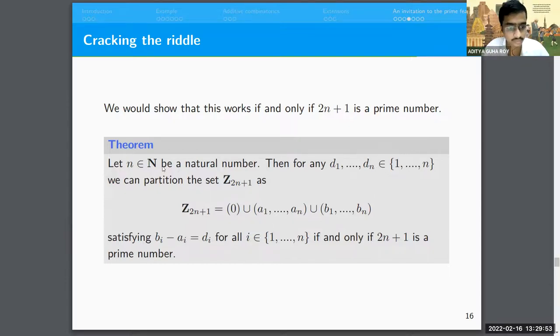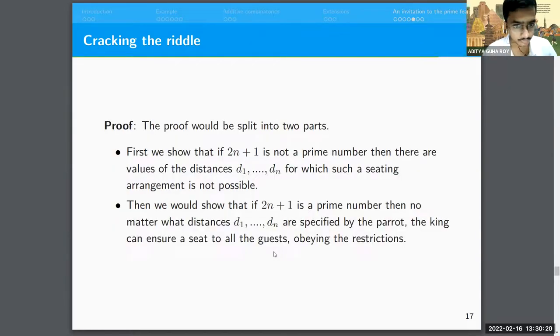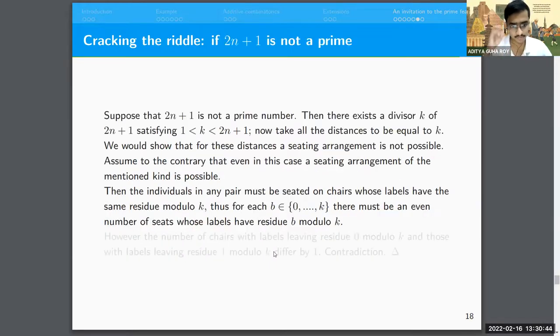So, in fact, we have this theorem. More precisely, if n is a natural number, then for any d_1 to d_n belonging to 1 to n, we can partition the set Z_{2n+1} as {0} union a_1 to a_n union b_1 to b_n, satisfying the condition that b_i minus a_i is d_i for all i in 1 to n. And this happens if and only if 2n plus 1 is a prime number. All right. So we'll split the proof into two parts. The first part is where we show that if 2n plus 1 is not a prime number, then there are values of distances for which such a seating arrangement is not possible. And the other part is that if 2n plus 1 is a prime number, then no matter what distances are specified by the parrot, the king can ensure a seat for all the guests obeying the given restrictions.